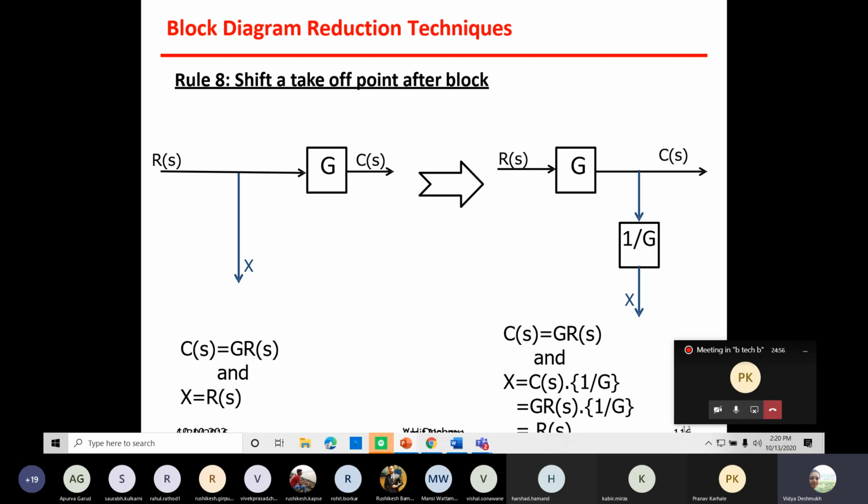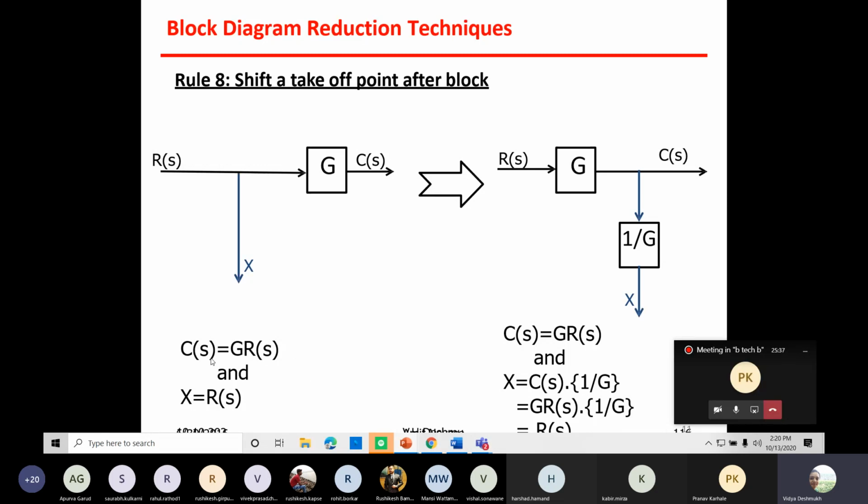Now rule number 8: shift the takeoff point after the block. In some block diagram reduction problems, sometimes we have to move the takeoff point after the block. In that case, we have to add an additional block which has gain 1 by G. The gain of the block from which we shift the takeoff point is added, but it is 1 by G.